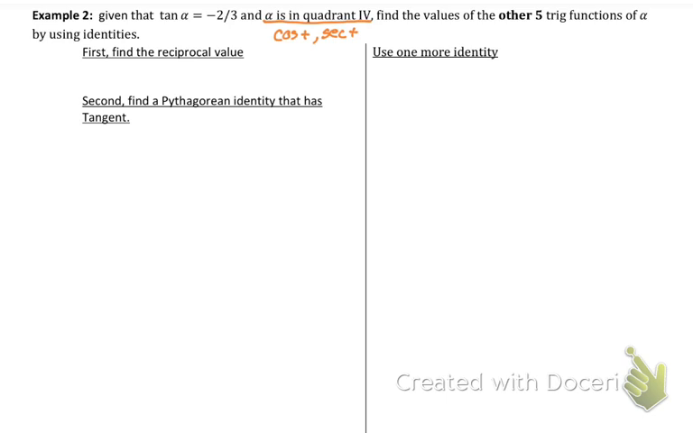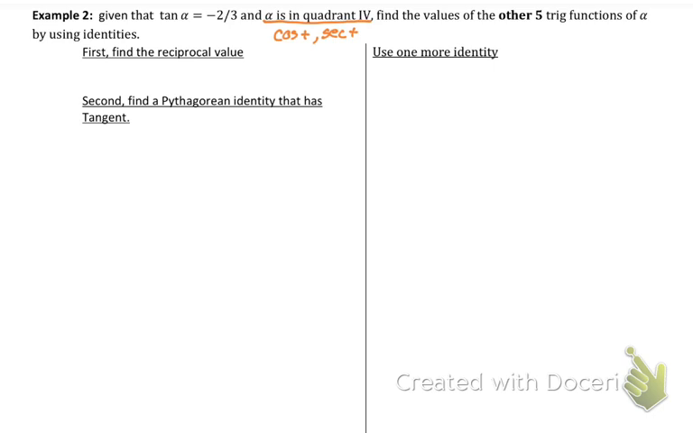All right, then it says we're supposed to find all the other trig functions. That means I need sine, cosine, secant, cosecant, and cotangent. Those are the other 5. It sounds like a lot, but a lot of them, you really are just finding 2, because everything works with reciprocals. If I know that tangent alpha equals negative 2 over 3, the very first thing I'm going to find is cotangent, because cotangent and tangent are reciprocals.